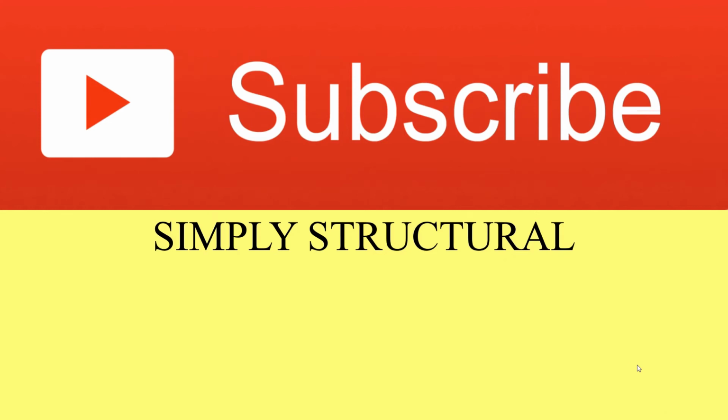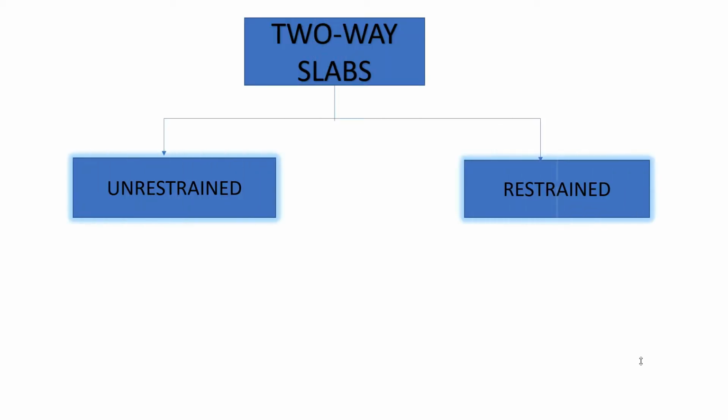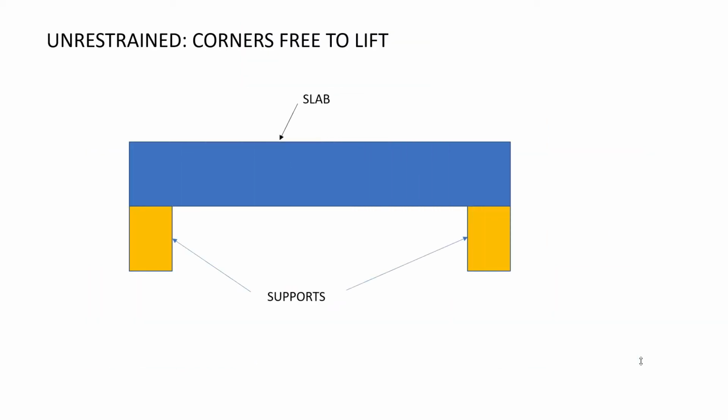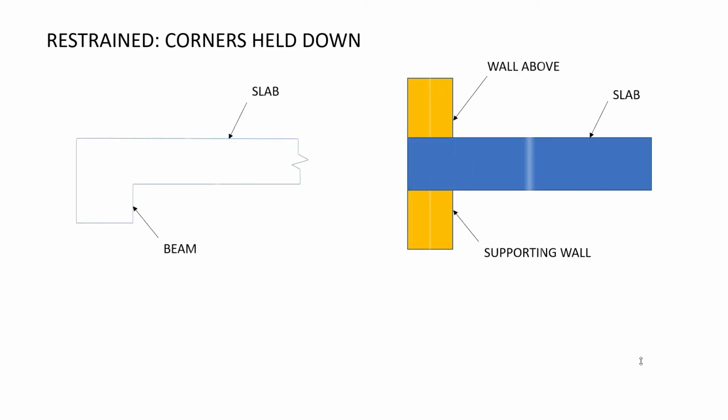Hello friends, in this video I will explain the rules that are recommended by IS 456 to design the restrained two-way slabs. In the previous video I explained the design of the unrestrained slabs. In the case of the unrestrained slabs, the corners of the slabs are free to lift, while in the case of the restrained slabs, the corners of the slabs are prevented from lifting due to the monolithic construction of beam and the slab, or maybe due to the wall that is present above the slab.